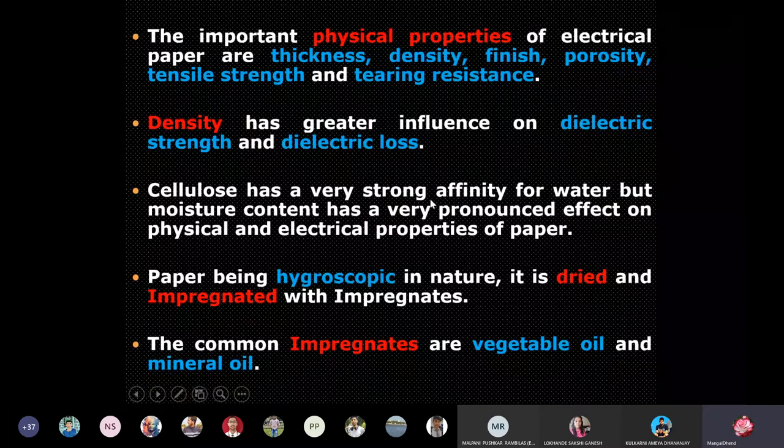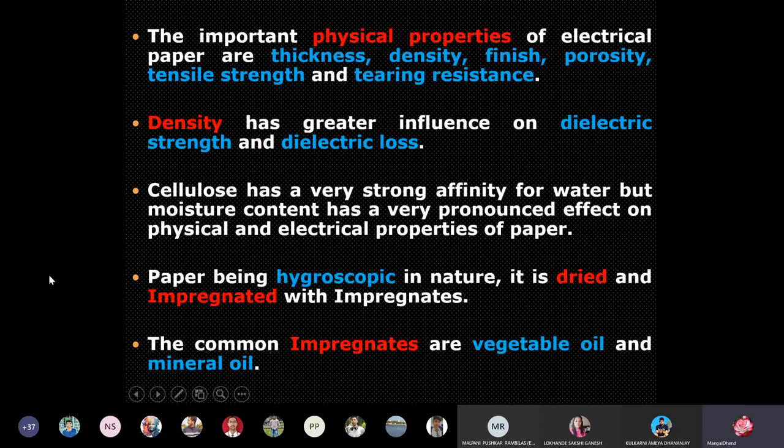Cellulose has a very strong affinity for water. You know that cellulose absorbs water. And if paper is made up of cellulose, then you should use a moisture repellent coating. Moisture content has a very pronounced effect on the physical and electrical properties of paper. And if you are using cellulose, definitely it will absorb water. That care has to be taken. Or you can coat your paper with some other material.